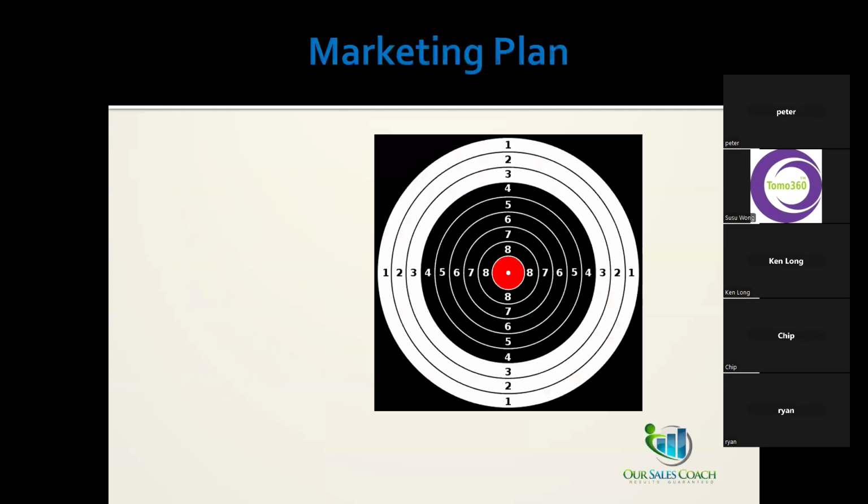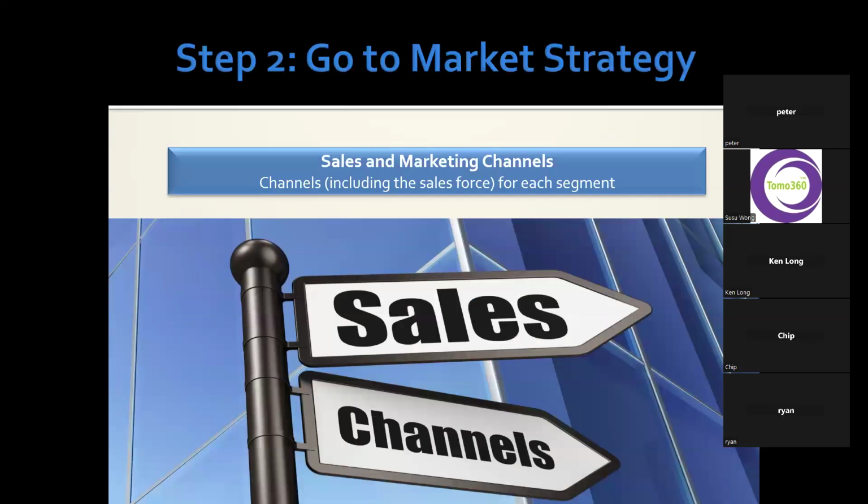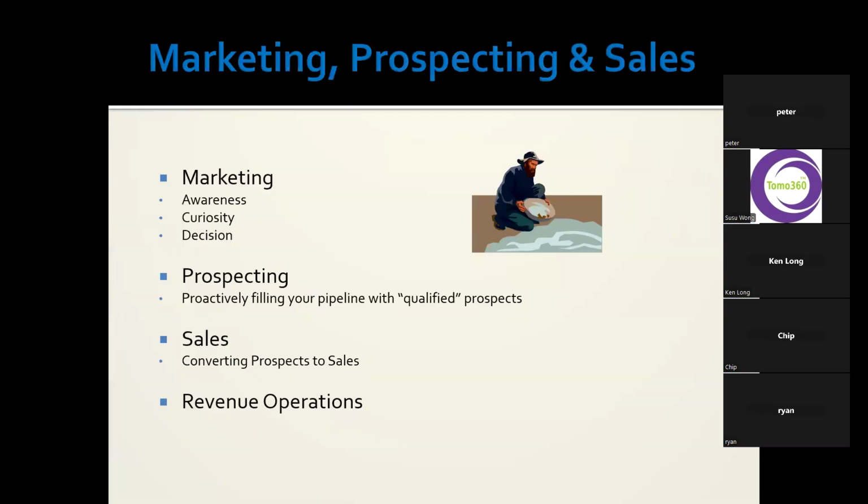Okay, so then you focus, and then you aim and adjust, but you have a strategic plan. So now you can put together step 2, which is how are you going to go to market? What are your channels where you can penetrate the market in the best ways? And so it's your marketing plan, your prospecting plan, and your sales process.